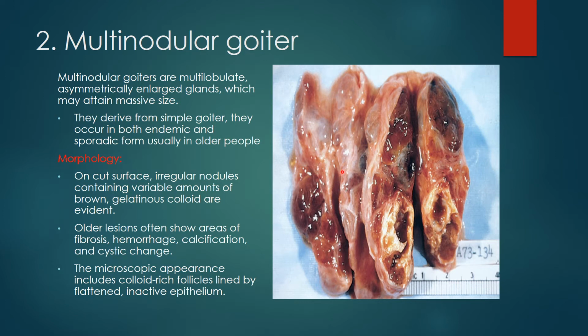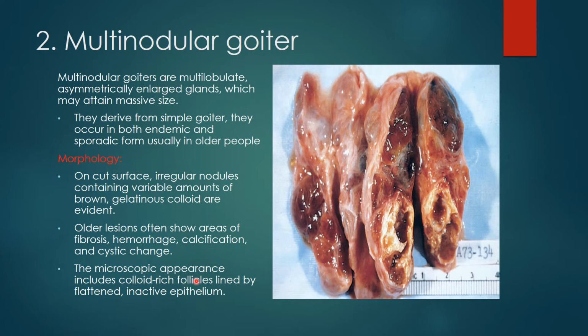As you see, this is a gelatinous colloid which is brown in color. Older lesions often show fibrosis, hemorrhage, calcification and cystic change. As you can see in this picture, this is an area of fibrosis. The whitish area is fibrosis, thickening of the thyroid follicular boundaries. There is hemorrhage inside and they may show calcification as well and cystic degeneration. So these are the chronic changes of the multinodular goiter.